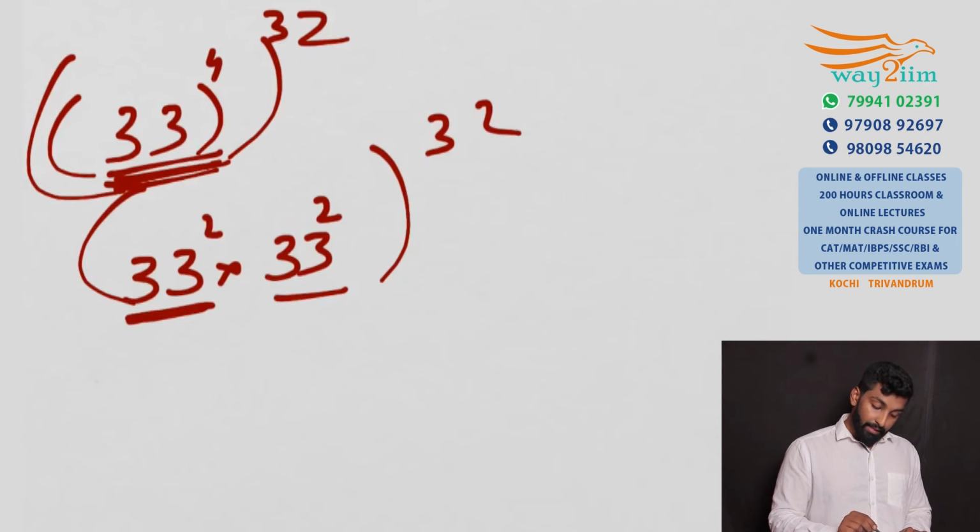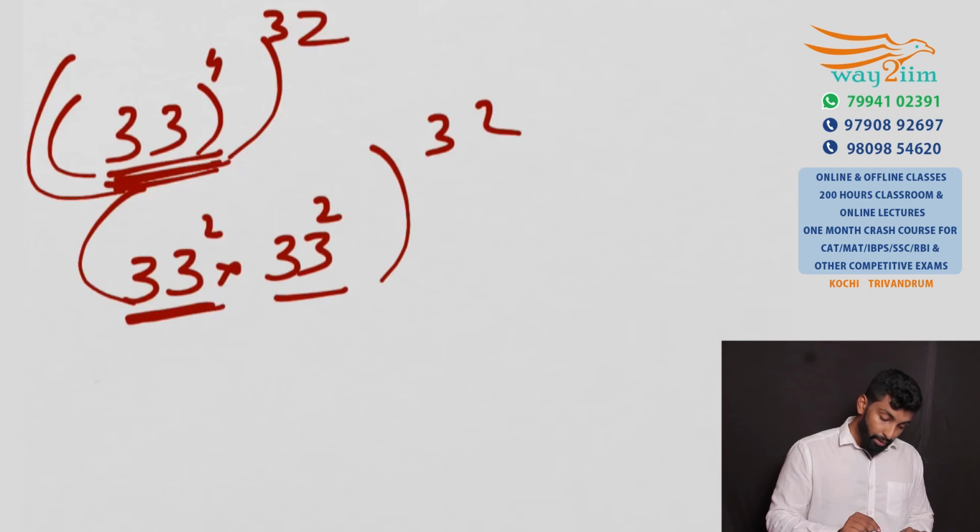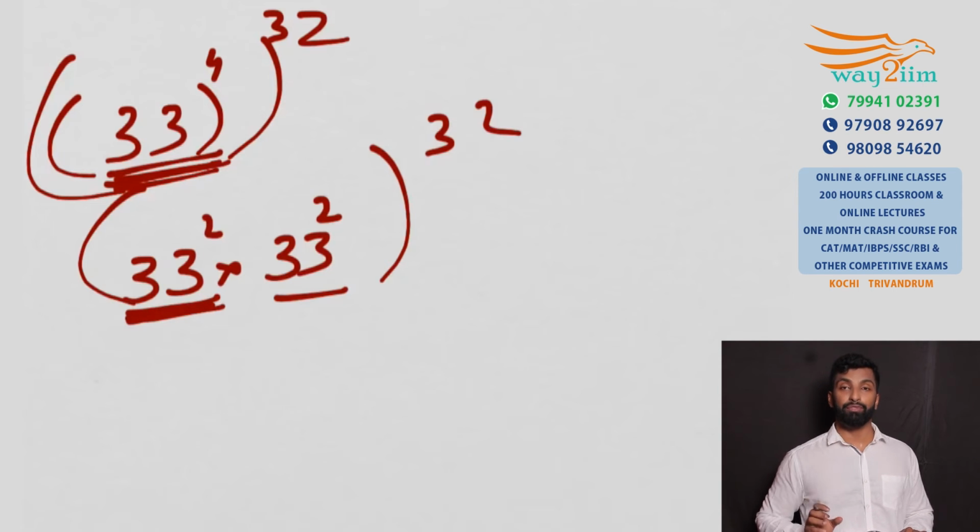So the last two digits I can find how? Because I know 17 square. If you don't know 33 square last two digits, what can you use here? You know 17 square last two digits, right? So the prerequisite here is you need to know up to 25 square. Everything else you can write in that way, okay?